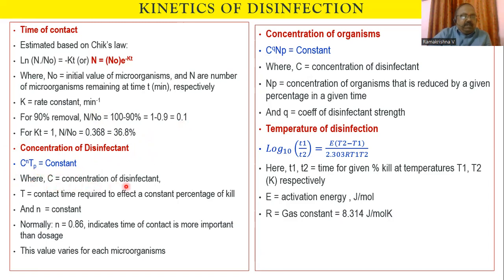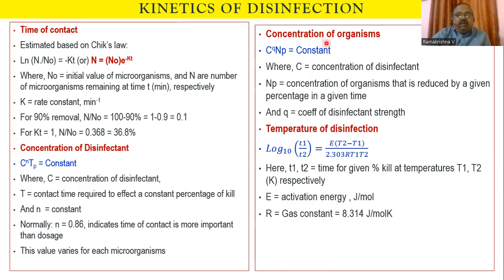C is equal to concentration of disinfectant, and T is the contact time required to affect a constant percentage of kill, and n is an empirical constant. Normally n is equal to 0.86. It indicates time of contact is more important than dosage. The value varies for each microorganism. The n value will be varying for different microorganisms here. So using this information also, how much should be the concentration of disinfectant for specific microorganisms we can calculate.